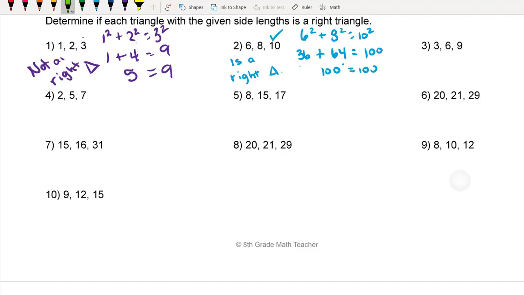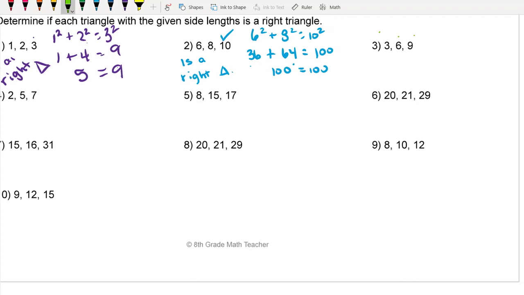3, 6, and 9, already in order from least to greatest. 3 squared plus 6 squared equals, hypotenuse is the longest one, 9 squared. 3 squared is 9. 6 squared is 36. 9 squared is 81. And 9 plus 36 is 45. 45 is not equal to 81. This is not a balanced equation, so this is not a right triangle.